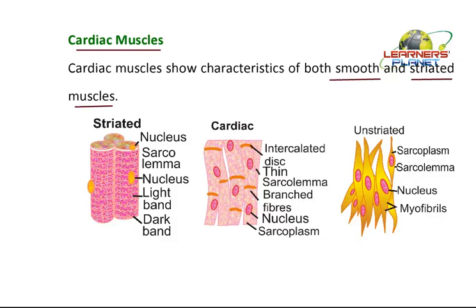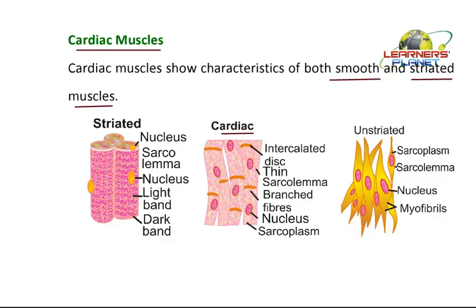So we can say the cardiac muscles are involuntary, like unstriated muscles, but they are cylindrical like striated muscles. So let us compare these properties here. These cardiac muscles are cylindrical in nature, which is one of the characteristic features of the striated muscles. Then we can say that these have a single nucleus. They are uninucleated. So what is the position of this nucleus, and how can we compare it with the nucleus of other types of muscles?